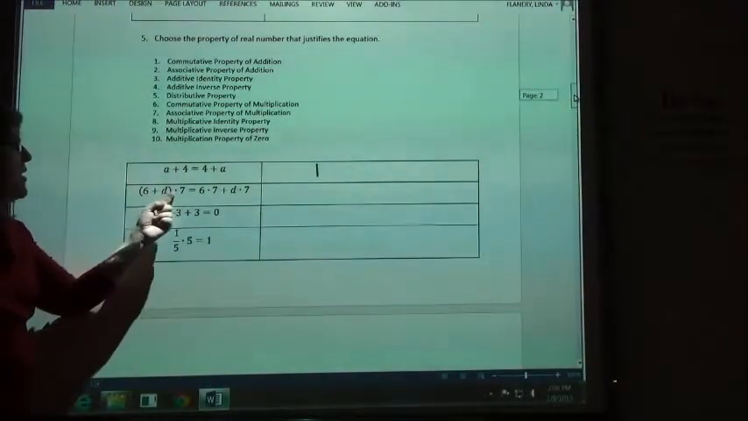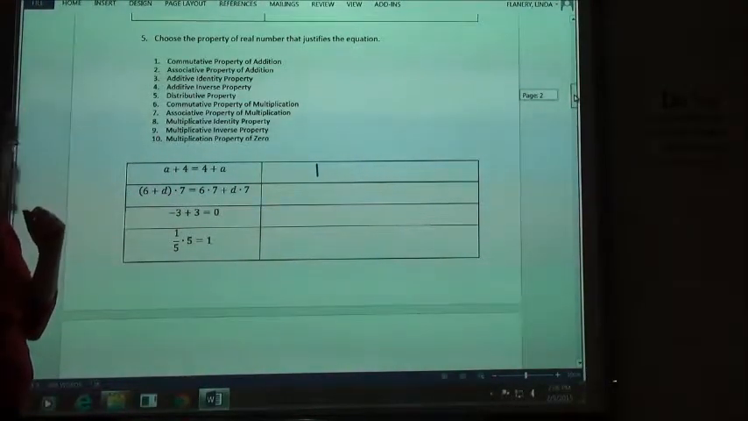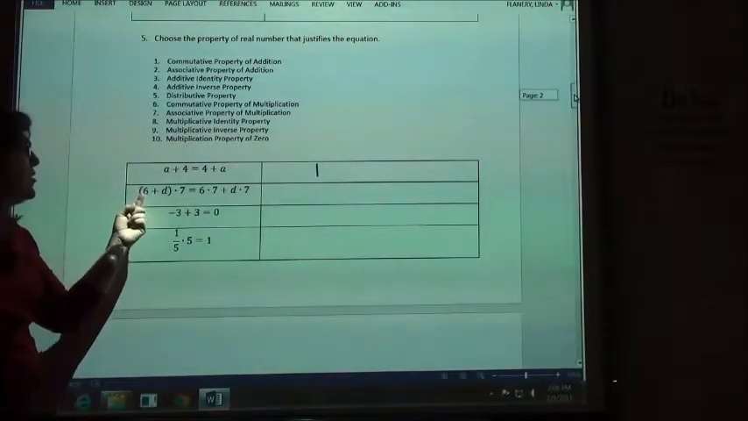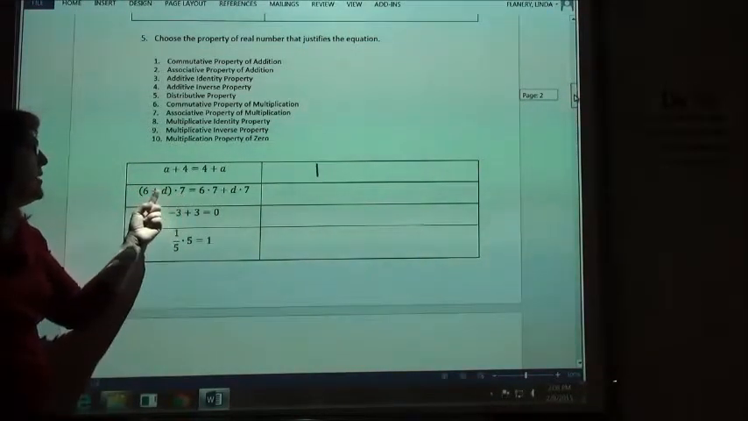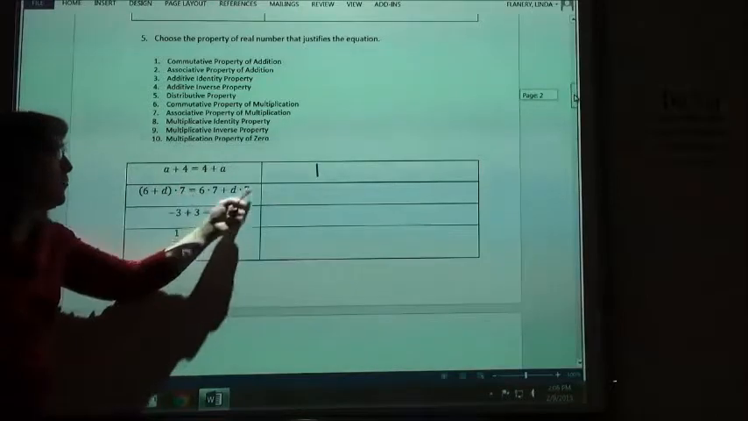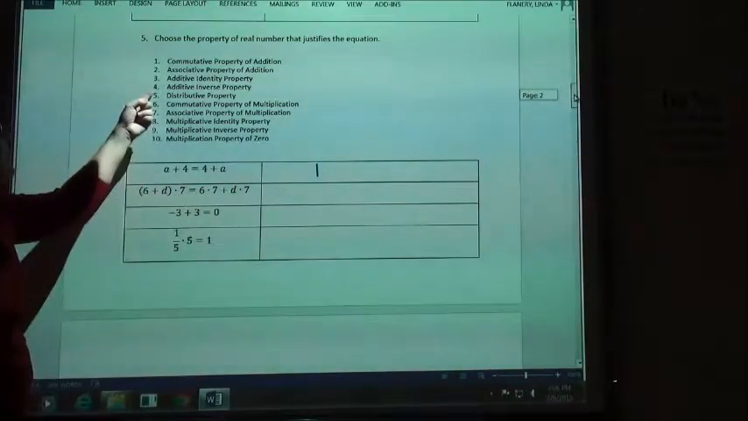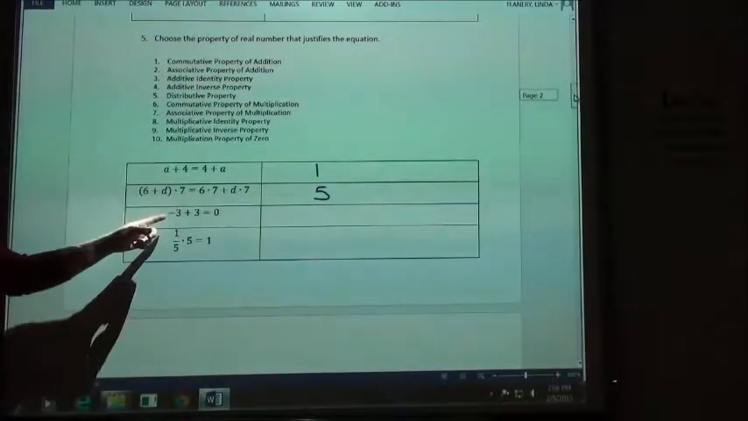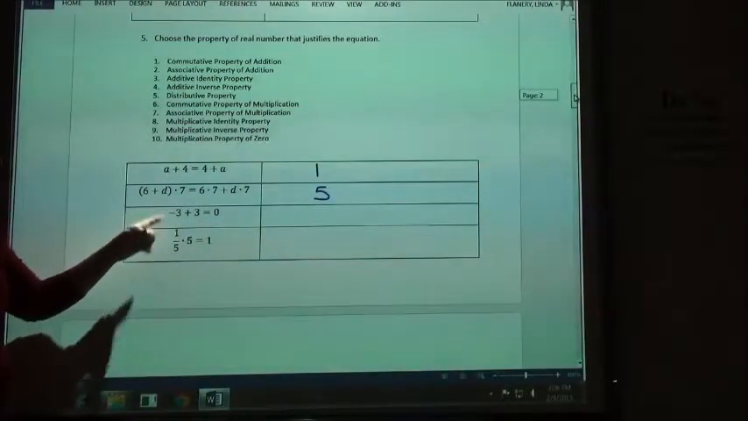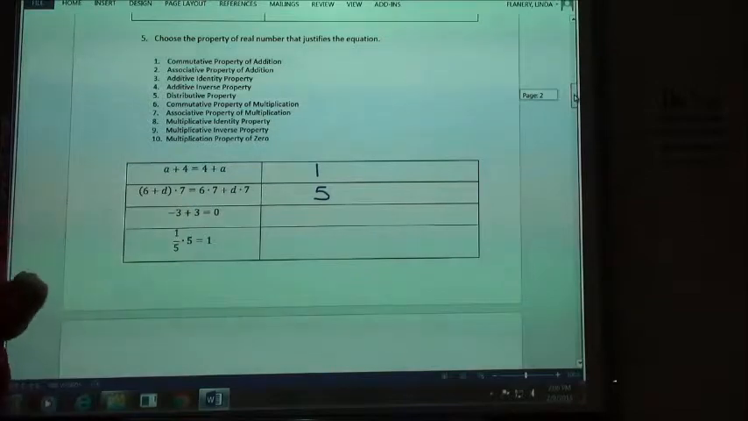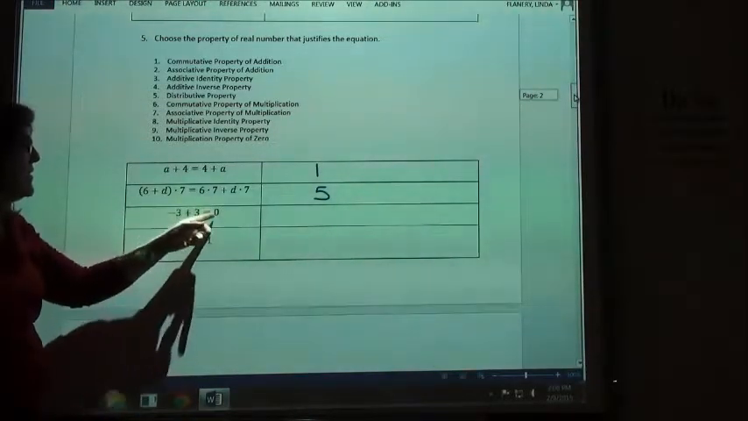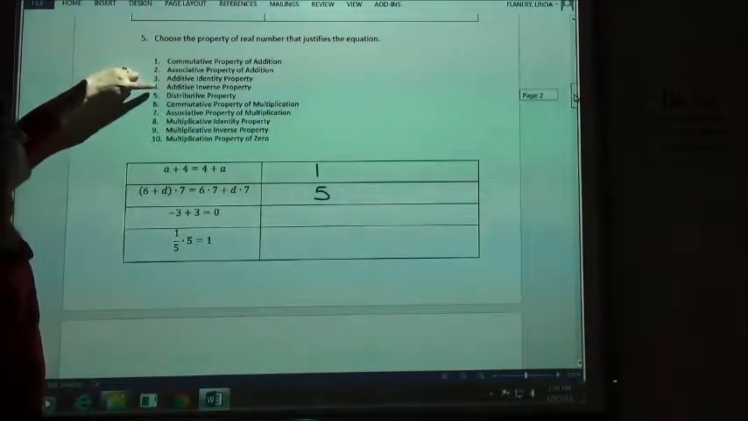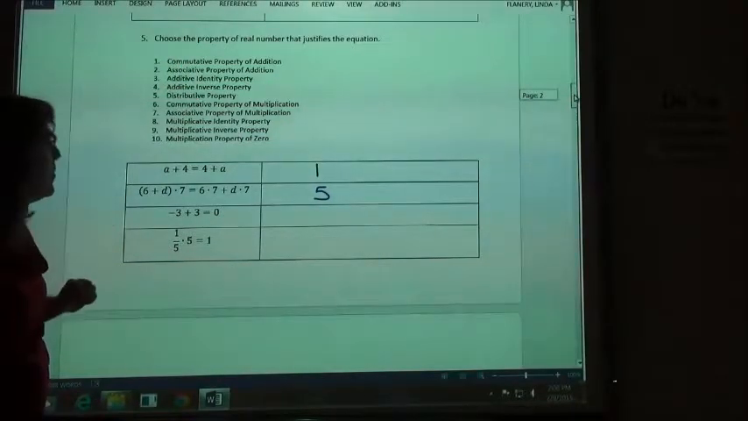Here, I have both adding and multiplying. Tells me it's probably the distributive property. I took 6 times the 7, d times the 7. I got rid of my parentheses. That's my distributive property number 5. Here, I'm adding opposites. I have a -3 and a +3. When I add opposites, I get an answer of 0. That's my additive inverse property.